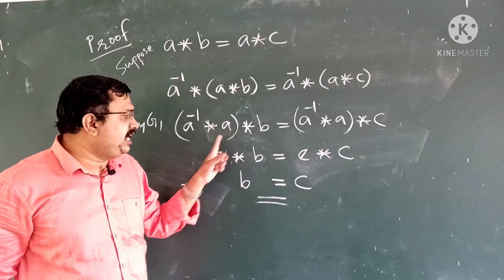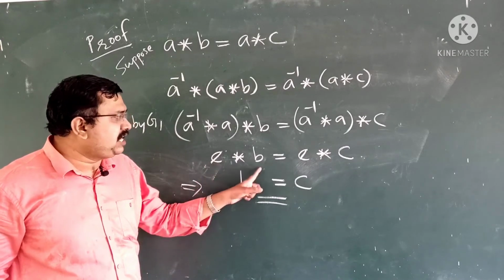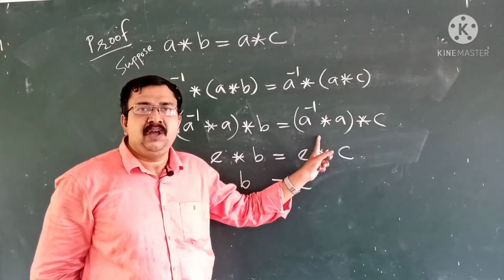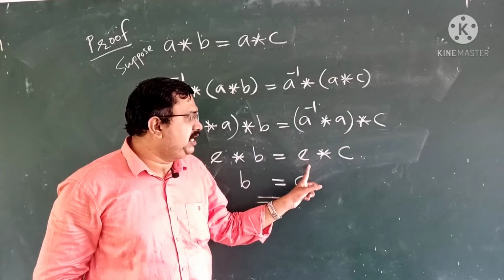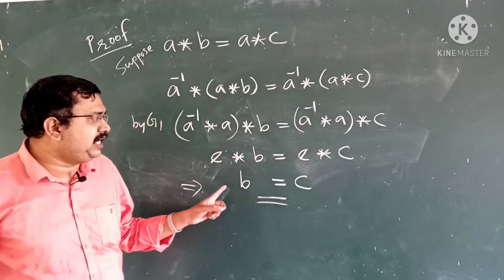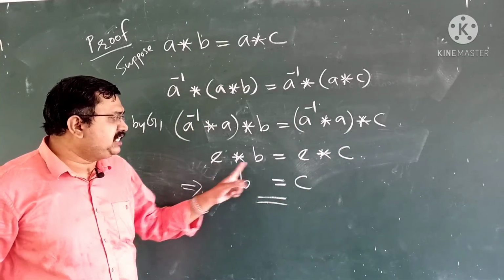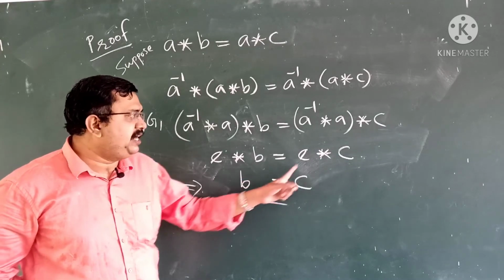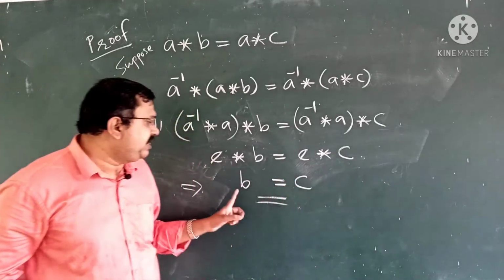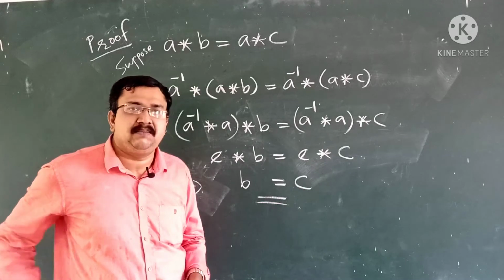A inverse A is E. That is E star B equal to, here also A inverse A, that is E star C. Therefore we can write, we know that E star B is B and E star C is C. Therefore B equal to C.